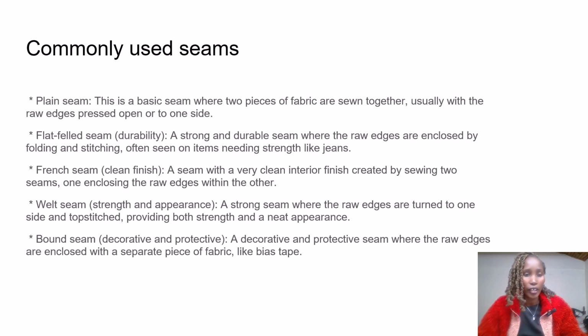Fourth, we have the welt seam. It is a strong seam where the raw edges are turned to one side and top stitched, providing both strength and a neat appearance. Lastly, we have the bound seam. A bound seam is decorative and is also used for protection. It is enclosed with a separate piece of fabric like a bias tape or a bias binding.